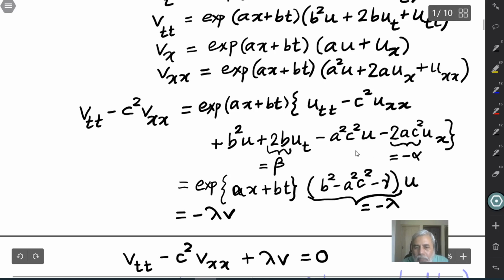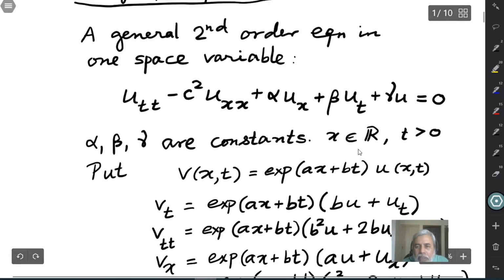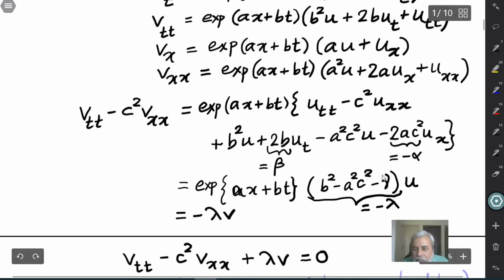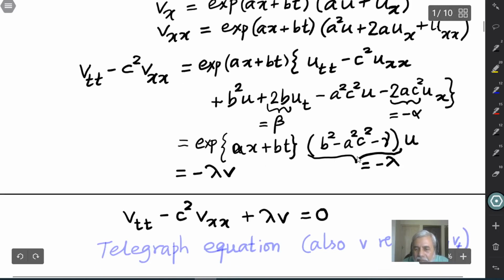Okay, so with this choice, since u satisfies this equation, let's use that. So utt minus c square uxx plus alpha ux plus beta ut equal to minus gamma u, and that's what I've written here. And these two things are coming from this change of variable. So there are u terms also here: b square minus a square c square minus gamma, times u. And let's call this constant, the coefficient of u, minus lambda. And again, if I take that lambda out, this product is precisely v.